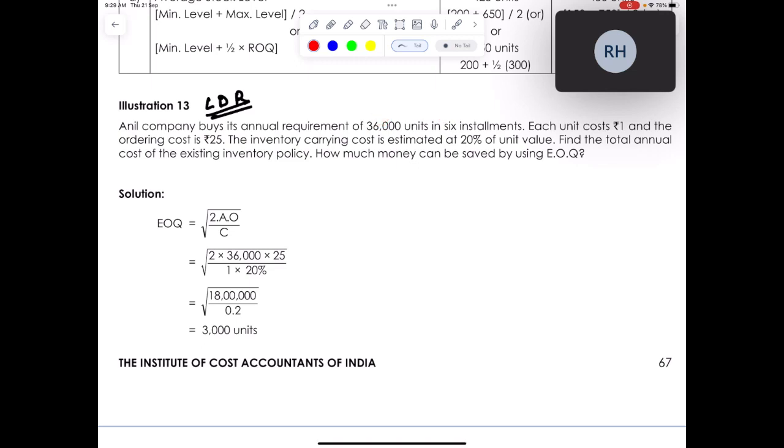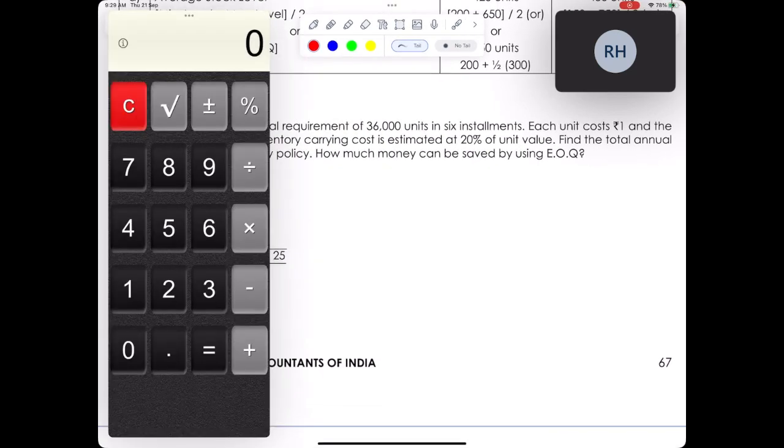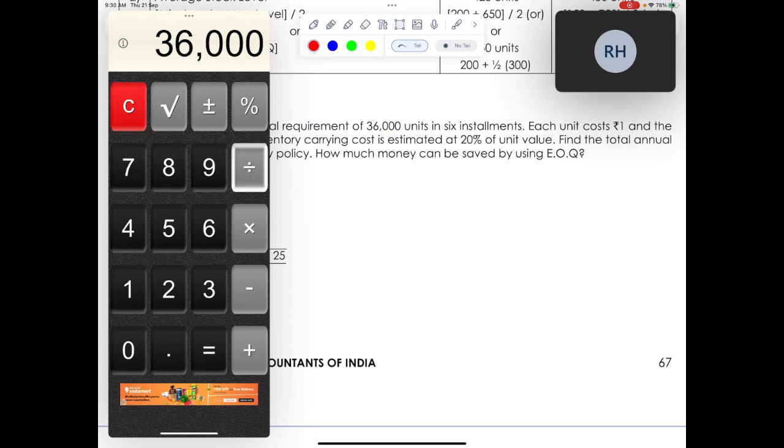Tell me, my dear student, what interpretation can we derive? The interpretation is very clear. The annual requirement is 36,000. This 36,000 annual requirement is being purchased in 6 installments. It means right now we are placing a 6,000 units order at a single time. Whenever we purchase raw material, we purchase 6,000 units at a time. Is this clear to everyone?